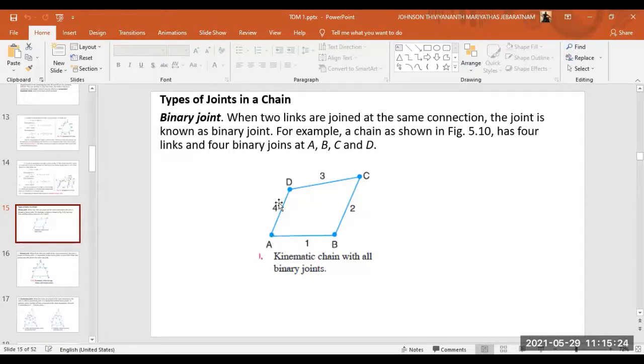So at A, link 4 and link 1 are connected. At B, link 1 and link 2 are connected. At C, link 2 and link 3 are connected. At D, link 3 and link 4 are connected. Right? So these are joints where two members are connected. So this is known as a binary joint.